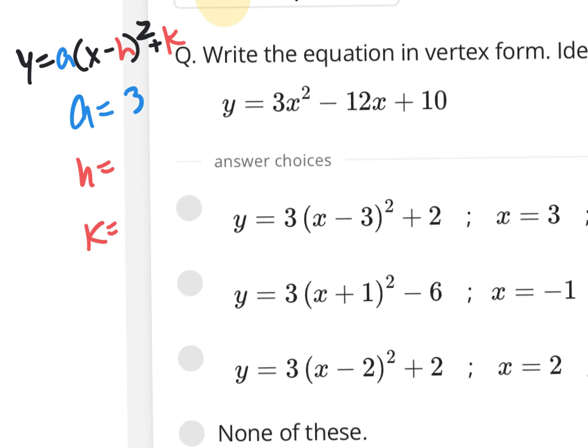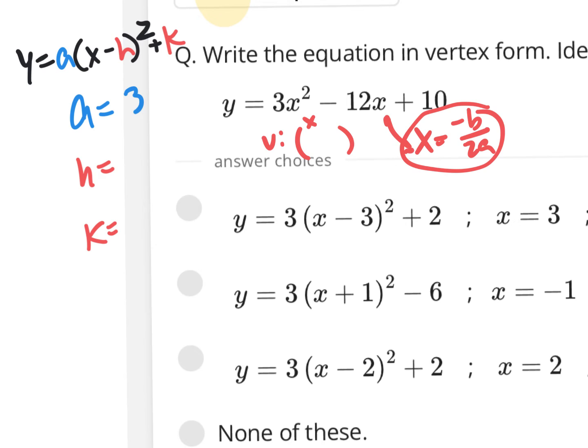Now, you would have to use algebra to find your H and your K, because finding the H and K is really finding the vertex. And we know that the vertex is found with the formula x equals negative b over 2 times a. You guys remember that? No? I hope you do. And then you could take whatever answer you get and you could plug it into the x values. So you could solve for the y, and then you'll have your vertex x and y, which means you'll have your h and your k.